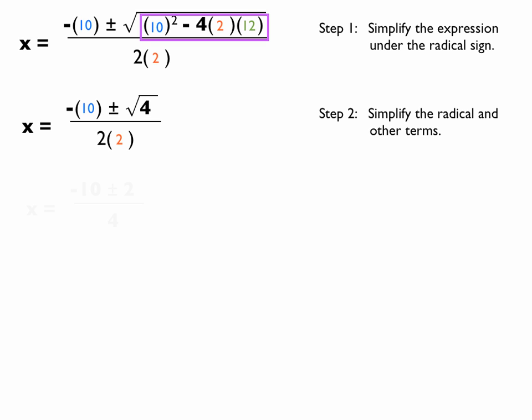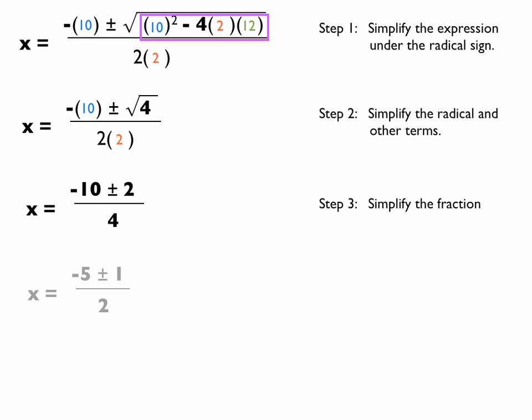Step 2 is to simplify the radical and all the other terms. Well, negative 10 is just negative 10, the square root of 4 is just 2, and 2 times 2 is 4. Step 3 is to simplify the fraction. Now if you notice, we've got three terms in this fraction, negative 10, 2, and 4, all of which have a common factor of 2. So if we divide everything by 2, we get x equals negative 5 plus or minus 1, all divided by 2. And step 4 is to evaluate that expression, if necessary.